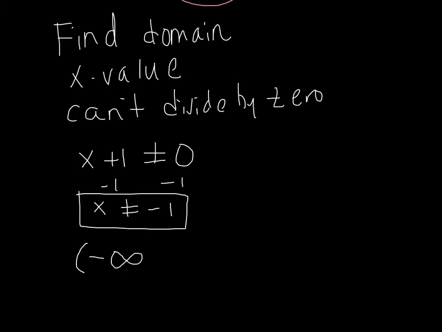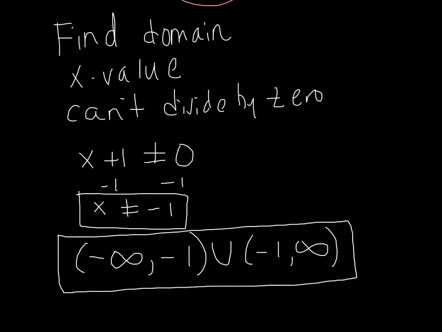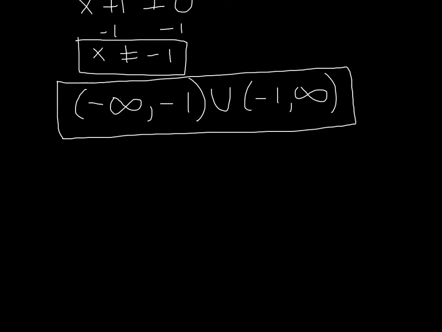So if it can be everything else, we'll write that in interval notation as follows. So it can be negative infinity all the way up to negative 1, and then we exclude negative 1 by using the open parentheses there, and then jump over it and pick it up again at negative 1 to infinity. So let's practice this concept with another problem.